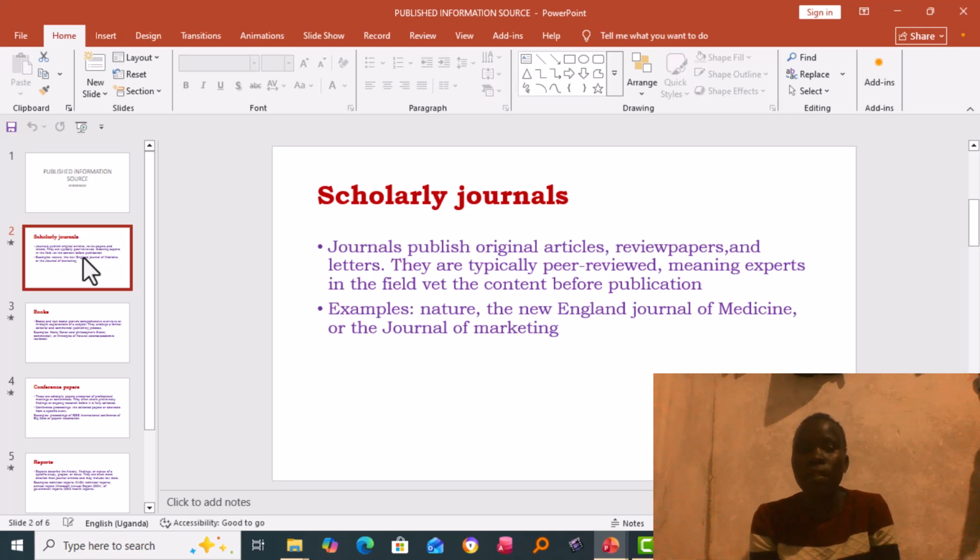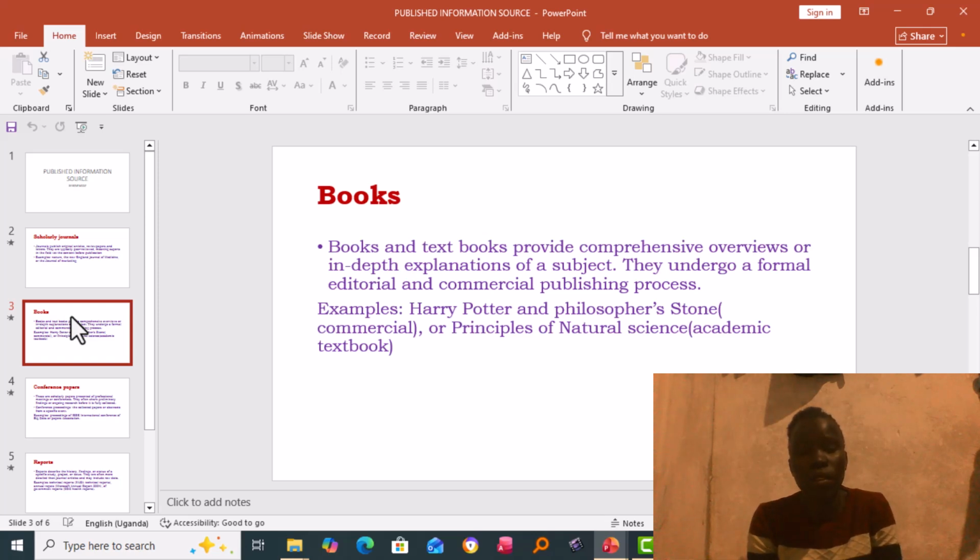You can get your information from the scholarly journals. Then you can even get your information from books. Books and textbooks provide a comprehensive overview or in-depth explanations of a subject. For example, we have different textbooks like biological science and functional biology, the primary textbooks. They undergo formal editorial and commercial publishing processes.